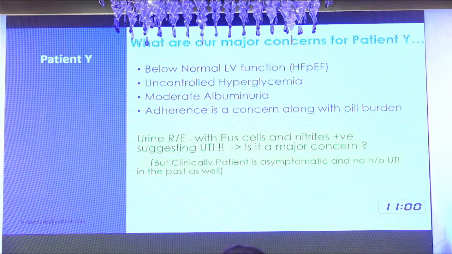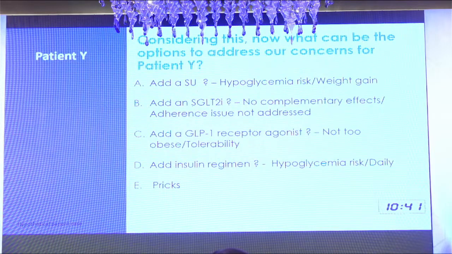She has hyperglycemia, which needs better control. She has albuminuria. Adherence is a concern, so pill burden is something we should be carefully looking at. I'm not really bothered about pus cells because she is asymptomatic and she doesn't have any active UTI features. So probably that's not a major cause of concern in this particular case.